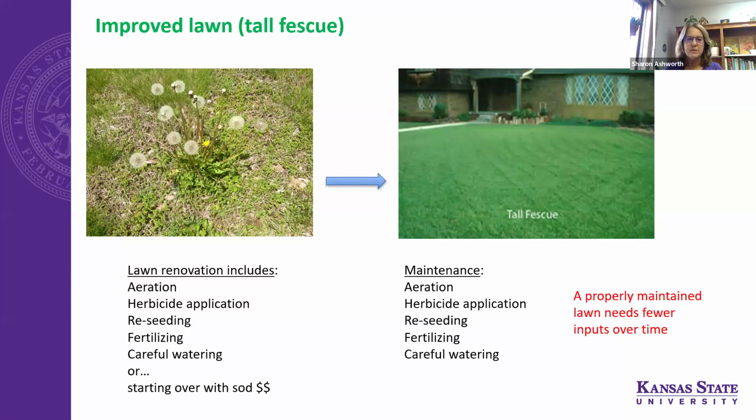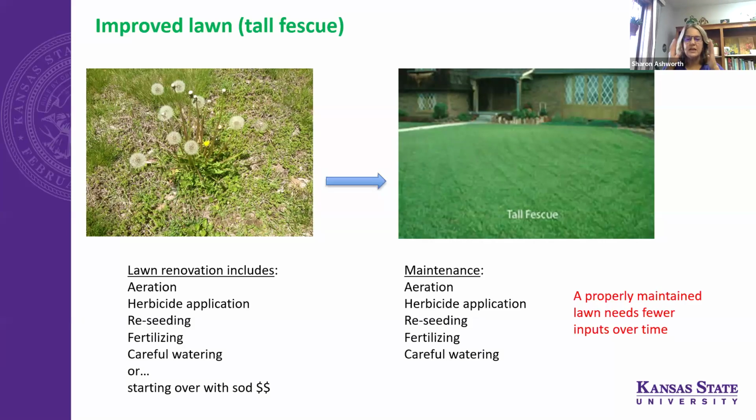So let's say you have something like this picture on the left here. You've got some grass, maybe Bermuda grass, you've got some weeds. And so you're going to renovate because you want that healthy looking tall fescue turf that's showing there on the right. So you're going to need to aerate to get rid of the compacted soil. You're going to have to apply herbicides. You can reseed, you can fertilize, you can do some careful watering to renovate that lawn, or you're just going to start over with sod, which is expensive, but is an option.